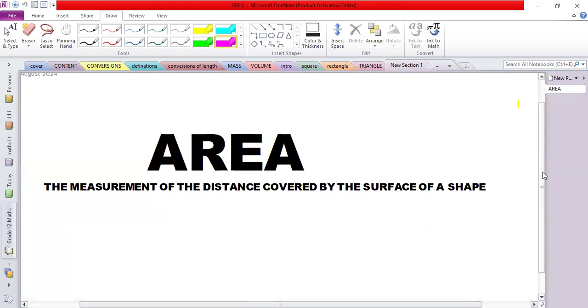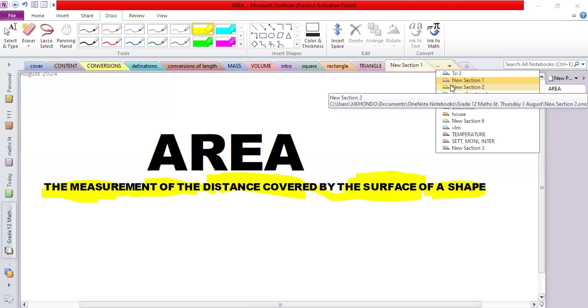Area is the measurement of the distance covered by the surface of a shape. I said perimeter in your school is the fence, and area is any space inside that fence. The surface area inside that fence, that's your area. So that's how you would understand it, people. Area is the measurement of the distance covered by the surface of a shape.